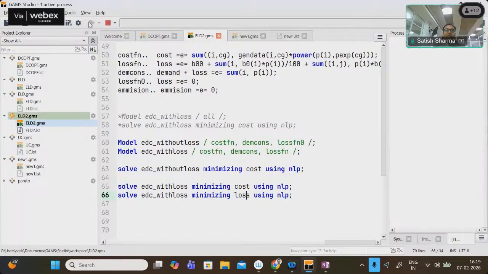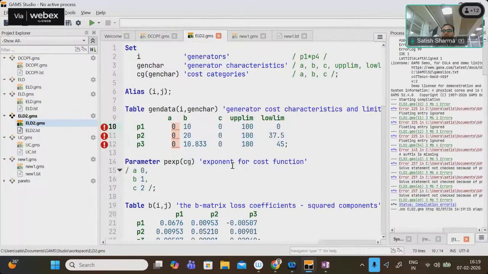Let's solve it. So if I run it, some error is coming, and it is coming because I have defined 4 generators, and in this set I basically provided only 3.